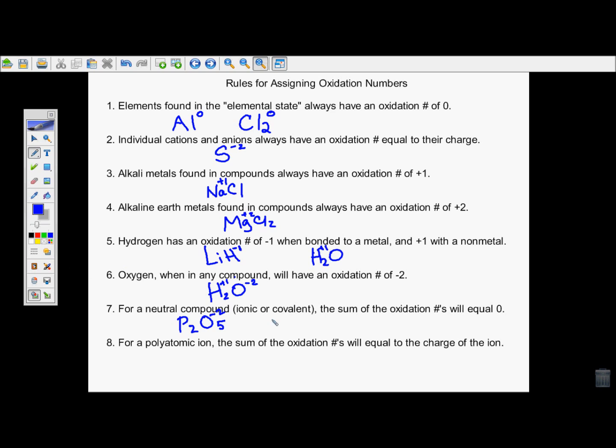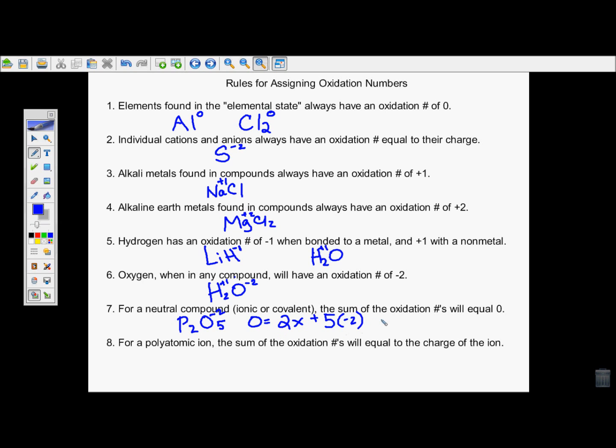So the way that you do that is you set all of this as if it were an equation equal to 0. So 0 equals, we know that there's 2 phosphorus atoms with an unknown oxidation number, plus 5 oxygen atoms with an oxidation number of -2. And when you add those together, they must equal 0.